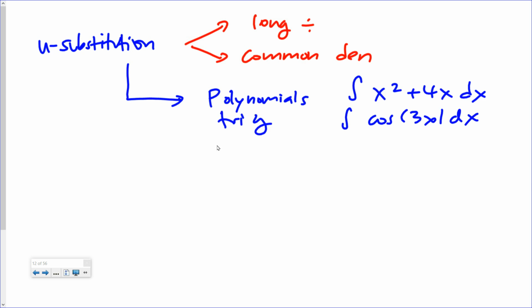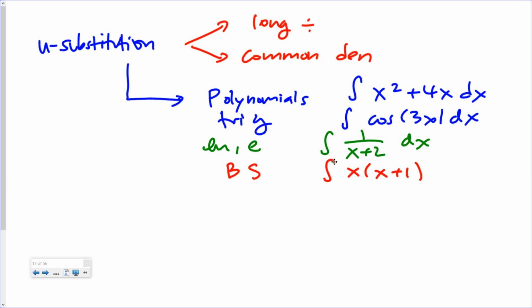Then we did some transcendental, so ln and e problems, so maybe 1 over x plus 2 or something like that. And then, if you remember, you probably want to forget, there's this thing called back substitution. In that problem, you had to go back and substitute what your u was. So those were the u-substitutions we talked about. Of course, there were some little tricks we threw in there, but mainly this is what we did.